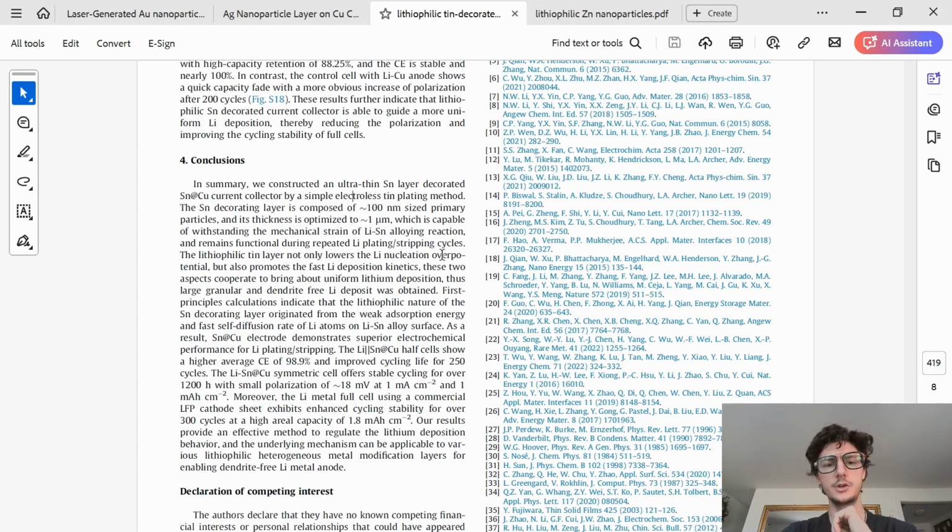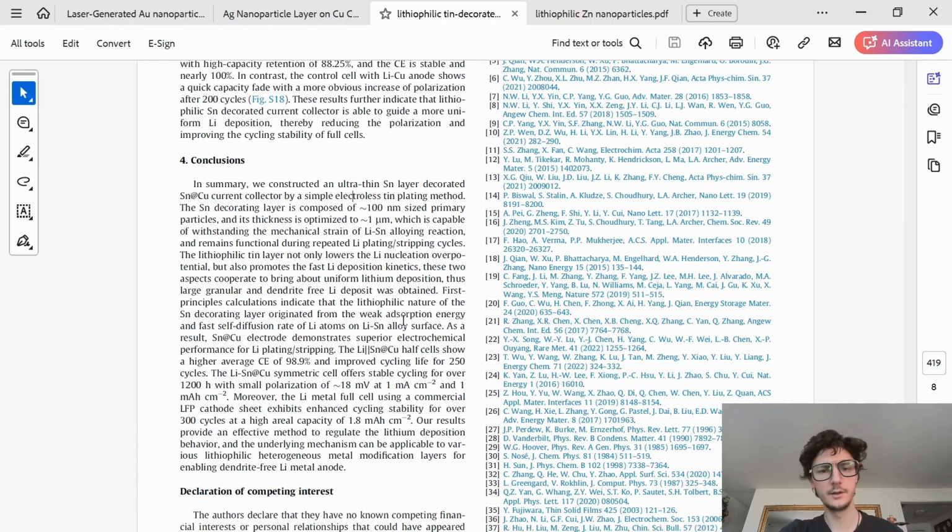repeated lithium plating/stripping cycles. The lithiophilic tin layer not only lowers the lithium nucleation overpotential, but also promotes the fast lithium deposition kinetics. These two aspects cooperate to bring about uniform lithium deposition. Thus, large granular and dendrite-free lithium deposit was obtained.